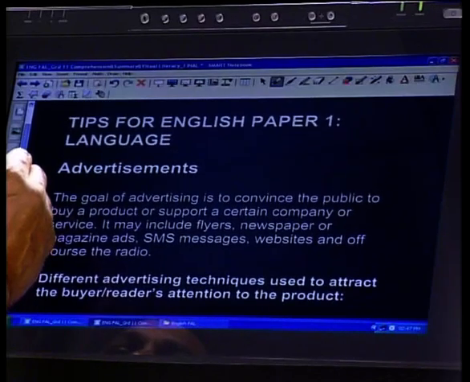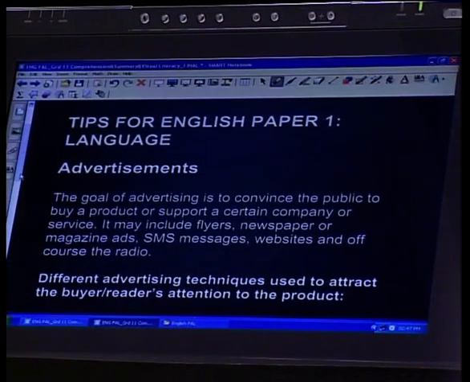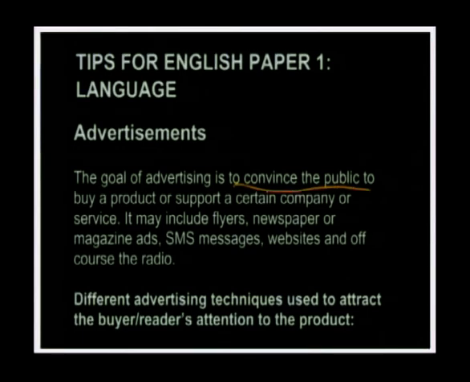We are going to look at a few advertisements and try and analyze these as advertisements and look at the intentions of advertisers. What is the goal of advertising? The goal of advertising is to convince the public to buy a product or support a certain company or service. And they do this in various ways.